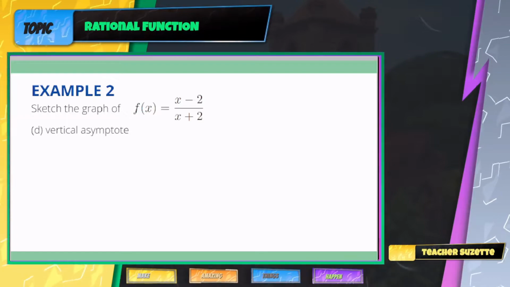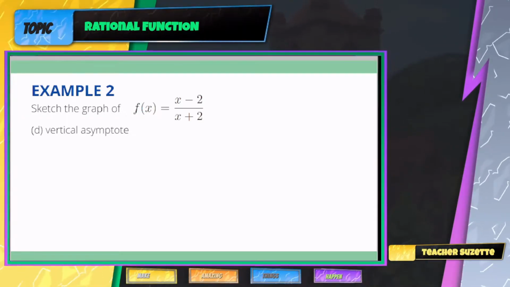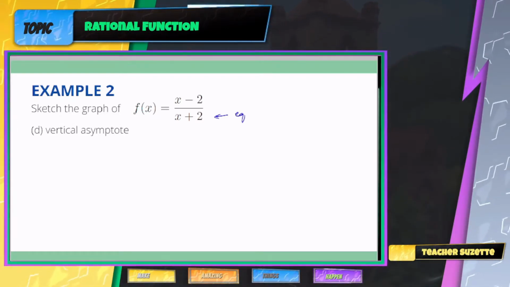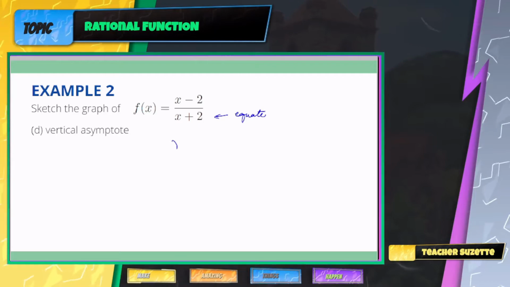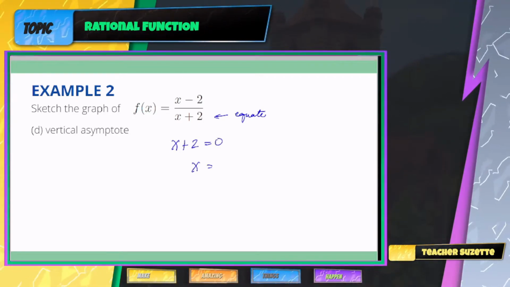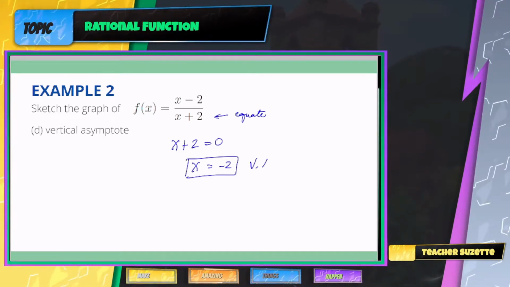And let's have the vertical asymptote. Just like when we solved for the domain earlier, to get the vertical asymptote you just have to equate your denominator, x plus 2, to 0. Solving that, you will have negative 2 as your vertical asymptote.